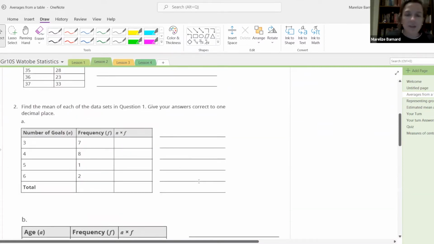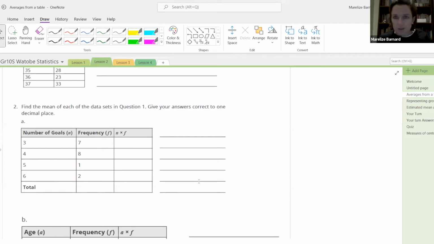Okay, in the meantime, let's carry on with our mean. Okay, so the mean is going to be a little bit different because we've got everything together in a grouped table. So the number of goals. Yes, that is right. That is what the mean is. But how are we going to do it for this table? That's what's important. Okay. So we need to look. How many times did we score 3 goals? 7 times. So how many goals did we score in total? 3 times 7. 21. 4 times 8. 32.